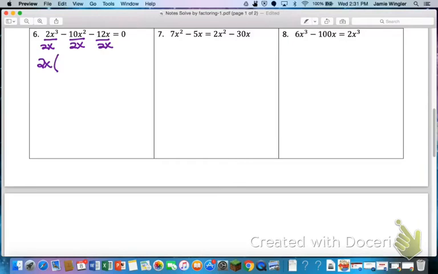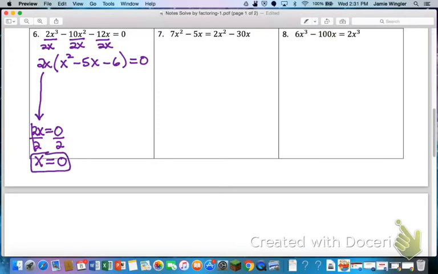And when we divide each term by 2x, that leaves us with x squared minus 5x minus 6. Now, this is different than number 5 because this term right here has an x with it, so we need to set it equal to 0 and solve for x by dividing both sides by 2, and 0 divided by 2 is 0. Since our original problem was a 2x to the third power, that means we need to have 3 answers. So we're going to get 2 of our answers from factoring.